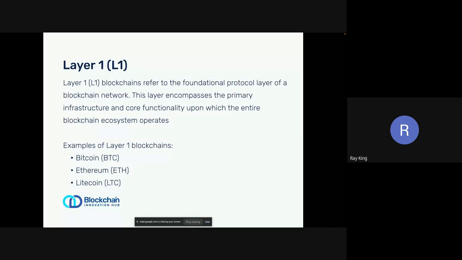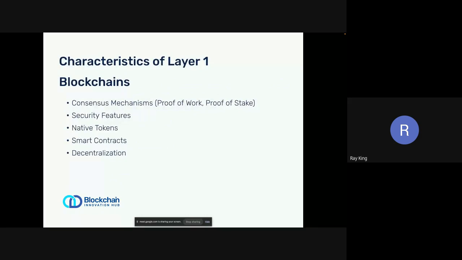So we'll be looking at the key aspects of layer one blockchains. Most of the things we have taken a look at these past few days are actually part of the key aspects of layer one. That is the characteristics. We have looked at consensus mechanism, we have looked at security features, we have native tokens.